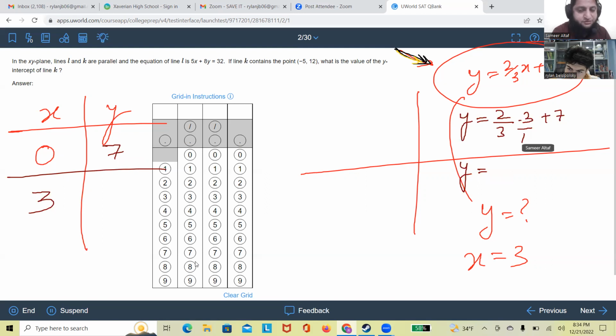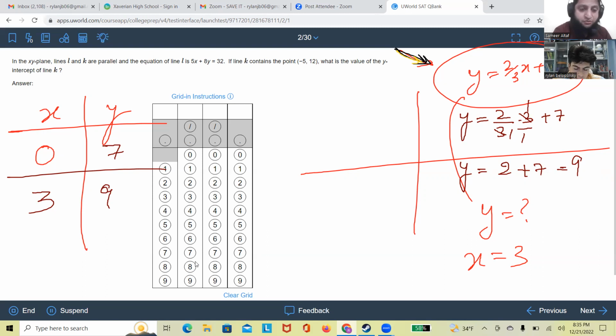2 over 3 times 3, because x is 3 now. 2 over 3 times 3. So 3 is on the top, 3 is on the bottom. So it'll be like 3 times 1, 3 times 1. It'll be like 2 plus 7. And that's how much? It's 9. Exactly, it's 9. So when x is 3, y is 9.